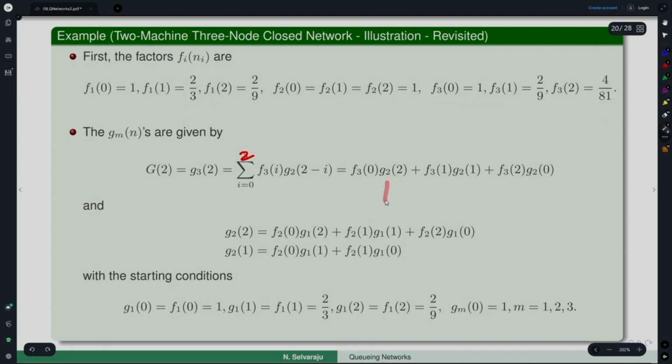Now, what do I need to know? I need to compute, because I know that G3 will be in terms of G2, so G2 of 0, G2 of 1, G2 of 2 I need to compute. G2 of 0 we know from the initial condition. Then G2 of 1 will be in terms of F2 and G1: F2 of 0, G1 of 1, plus F2 of 1, G1 of 0. And G2 of 2 will have 3 terms like in this particular case. And the starting condition, as we know, is G1 of 0, which is also F1 of 0, equal to 1.